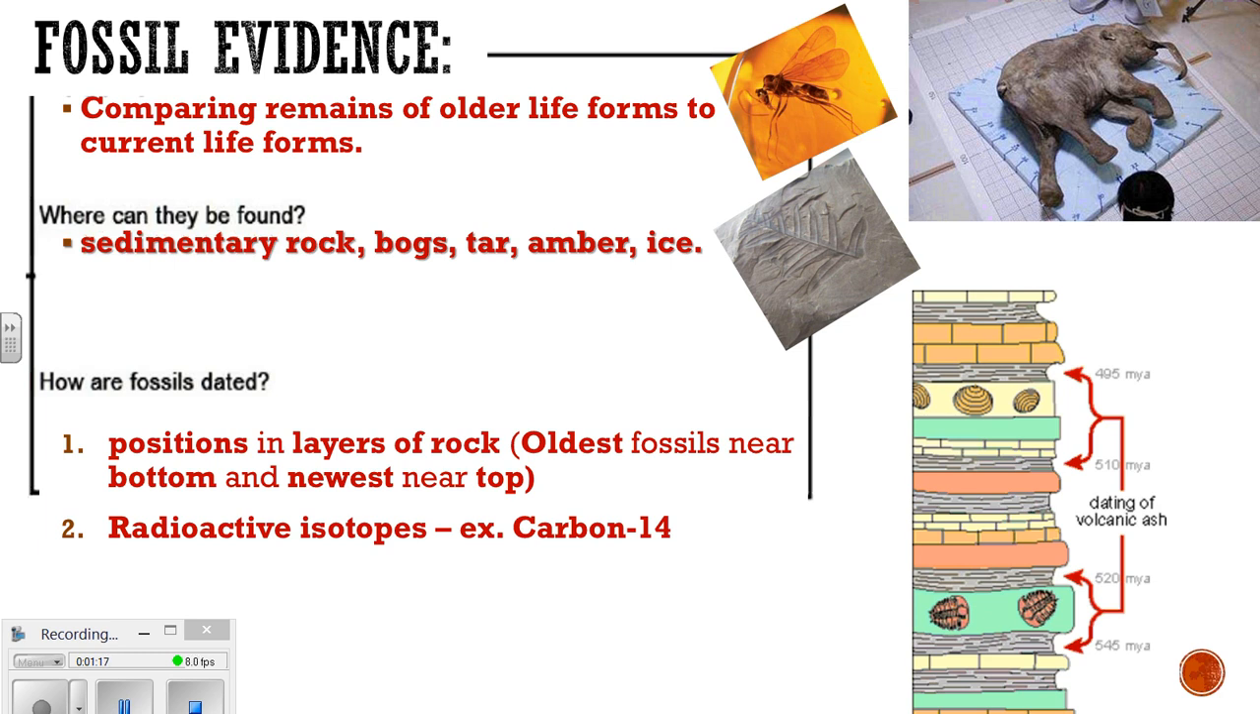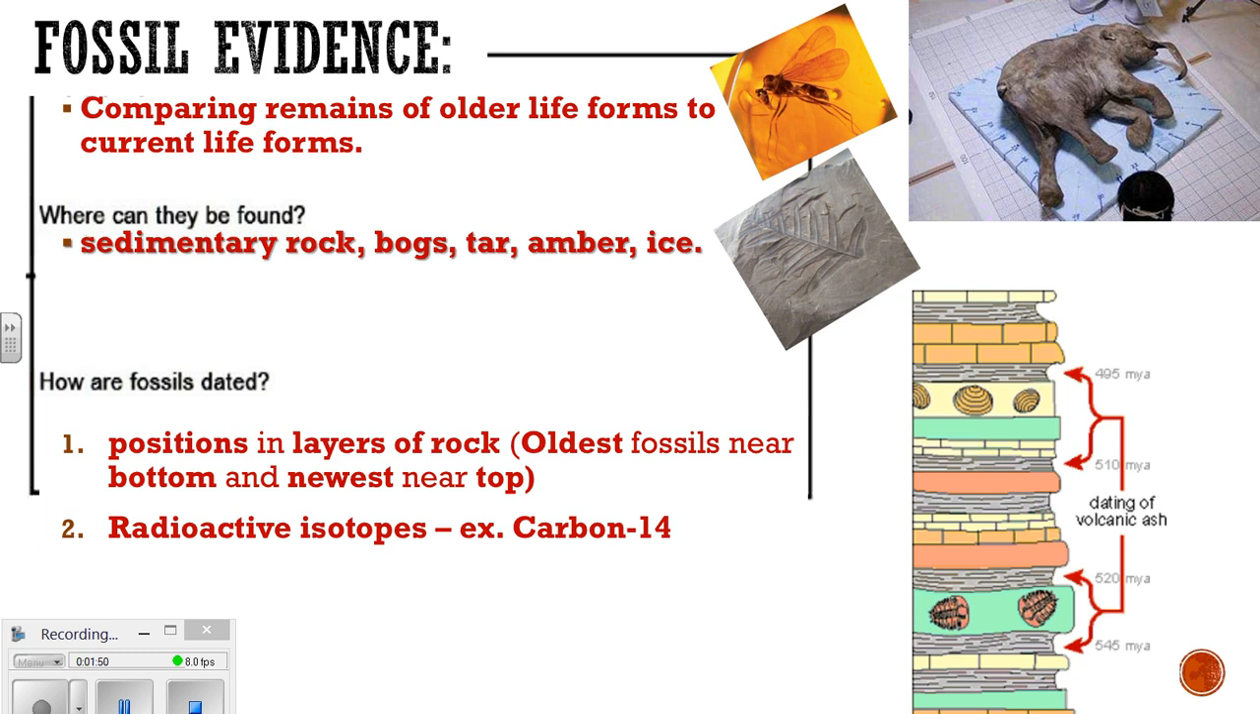Where can fossils be found? They can be found in sedimentary rock. That's really soft rock. They can be found in bogs. If you don't know what a bog is, think swamp, a very wet area, maybe a little warm and kind of swampy. Fossils can be found in tar and in amber. Amber is like tree sap, think mosquito from Jurassic Park. Fossils can also be found in ice.